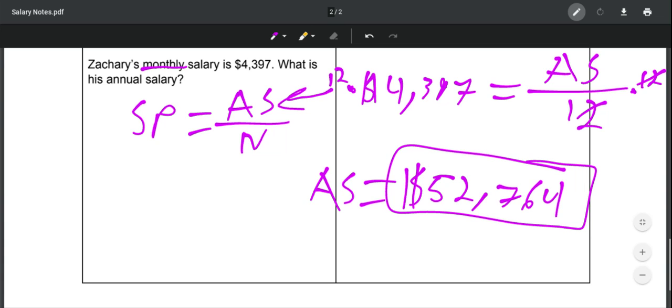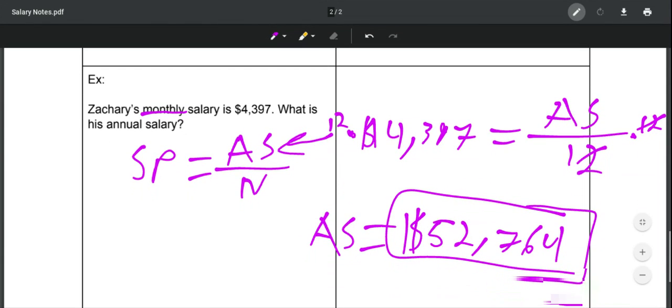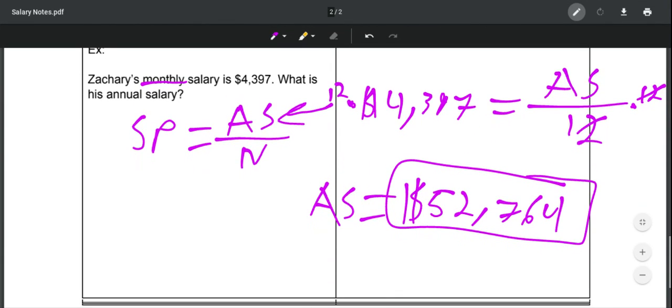So those are only two examples. I'll probably let you know how to set it up, and I'll probably give you the formula. But just make sure you know that when you're using this formula and it doesn't give you the annual salary, this is how to set it up to find it. That'll be all for the video. We'll do some more examples in class, but that's all for this video.